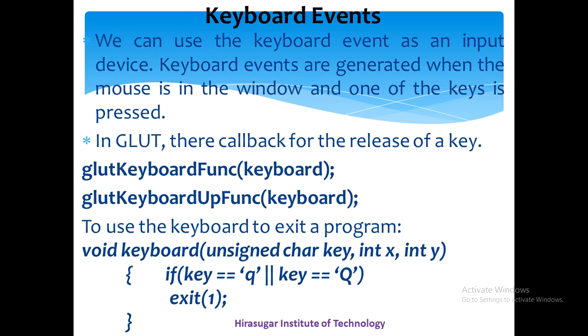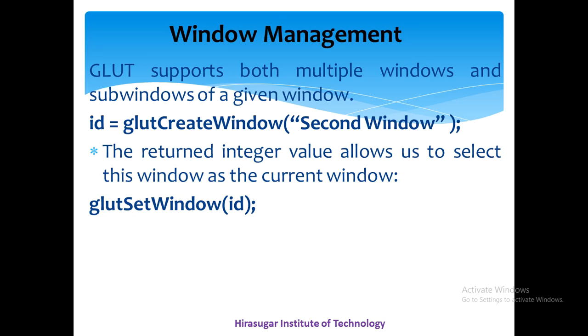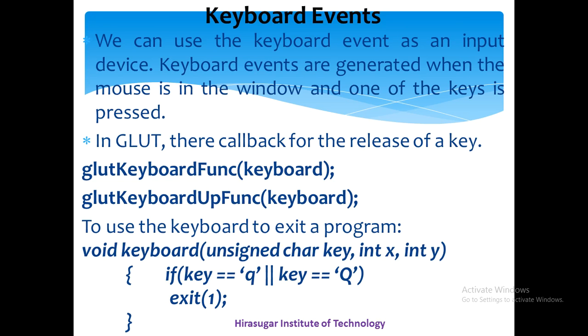Then in glut there are callbacks for the release of a key, right? You can use the keyboard during press time or during up time. As I told, the mouse also can be used during press time or release time, like that also. For keys also you can use it. By default, if you are using a keyboard, it is always used during press time, not during release time. By default all keyboard related callback functions are during press, right? But callback functions are available during release time also, right?